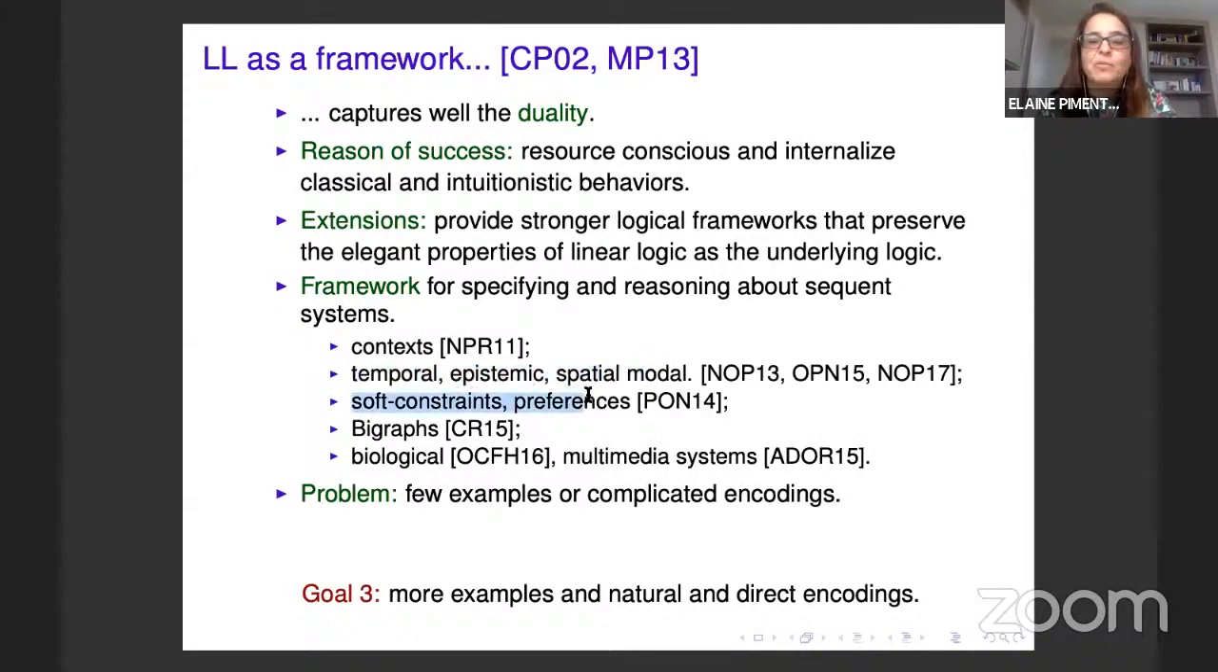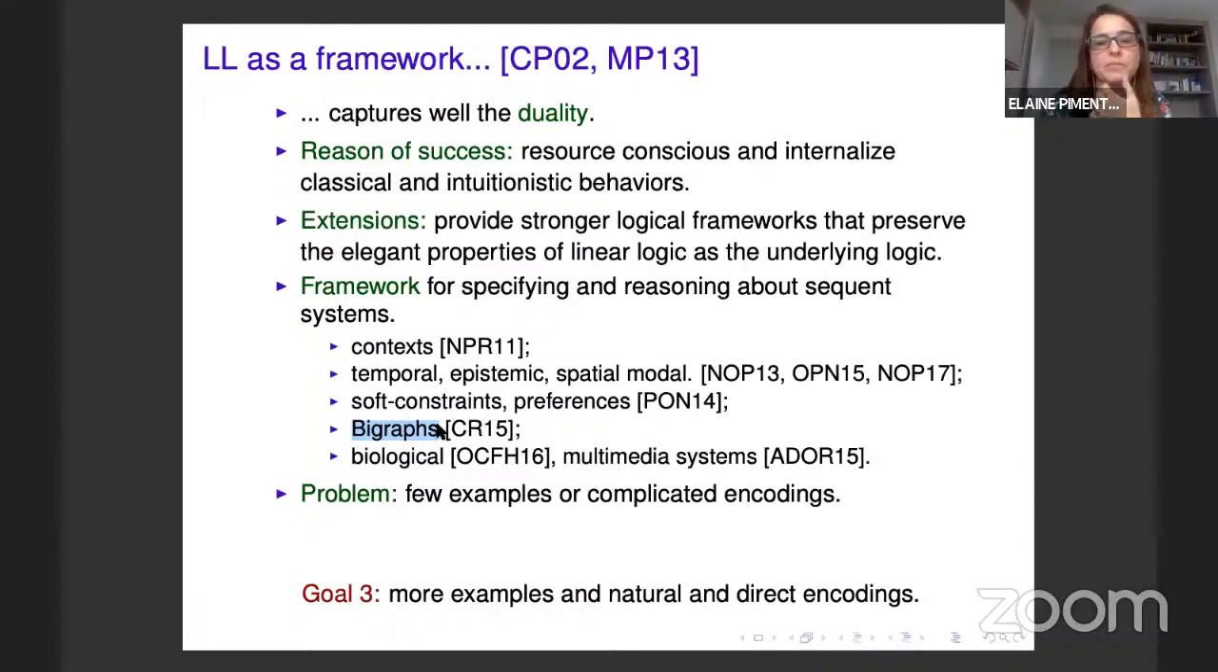And then we went one step further and we could even talk about soft constraints, preferences, and probability and this kind of stuff. It was really fun to do. Giselle and Kostov talked about how they could use linear logic with sub-exponentials to encode bigraphs. And also Carlos has a lot of work on using linear logic for biological and multimedia systems.